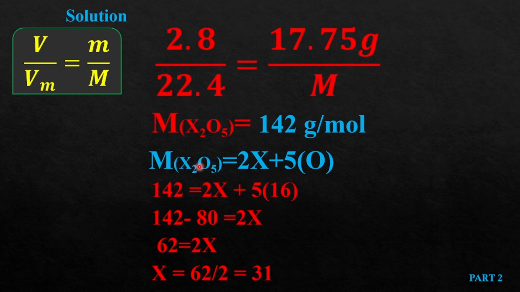Now let's determine the atomic mass. From the previous lesson, we said that to determine molar mass, we equate it to the compound given. So we have 2x plus 5 times oxygen. The molar mass, which is known now, 142, is equal to 2x plus 5 times 16, which is the atomic mass of oxygen. After deducing from here, we will get x equal to 31. That is a simple way of solving this.